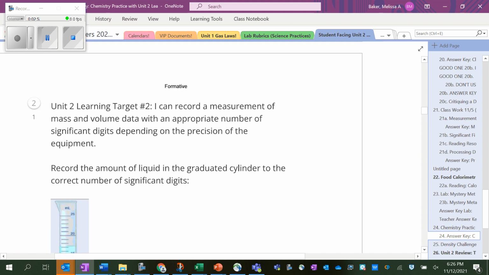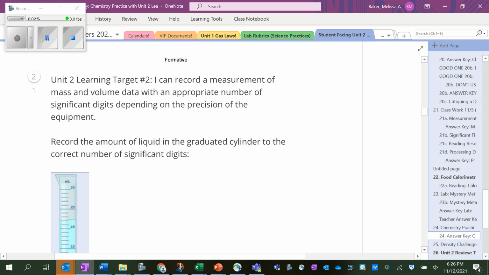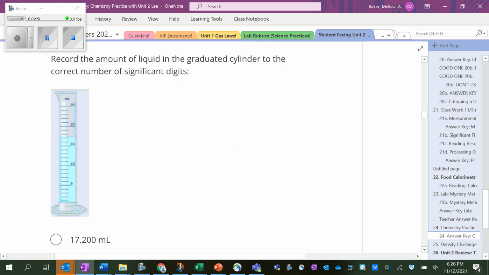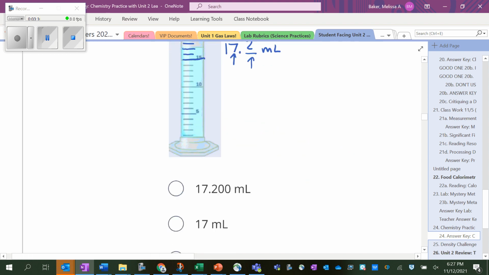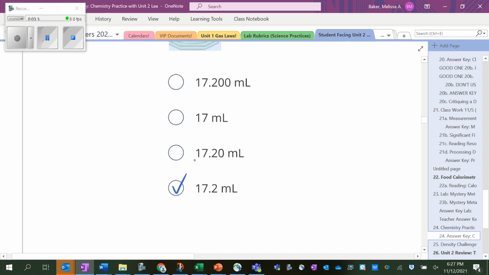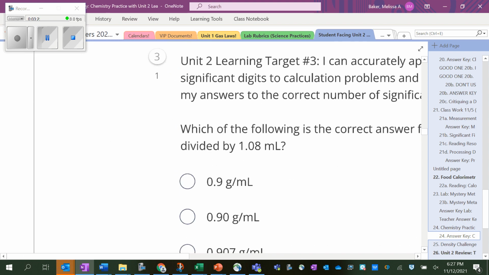Learning target 2, I can record a measurement with the correct number of significant digits. So let's look here. We've got 15, 16, 17, 18, 19, 20. We are going by the ones place. So we want to estimate out one more. So maybe 17.2 milliliters. See what our options are here. Yes, 17.2. And no more and no less.